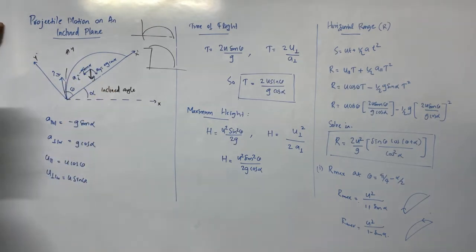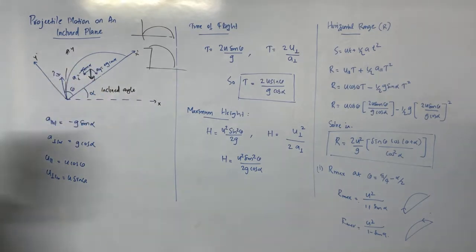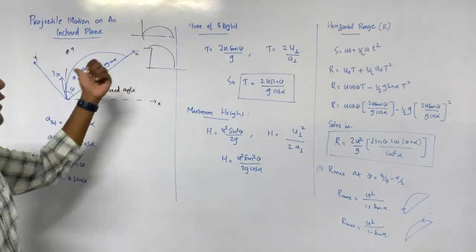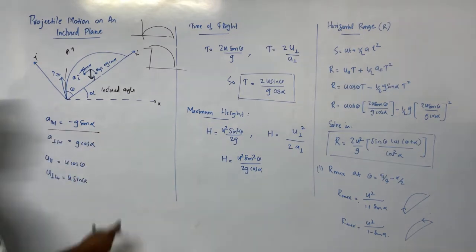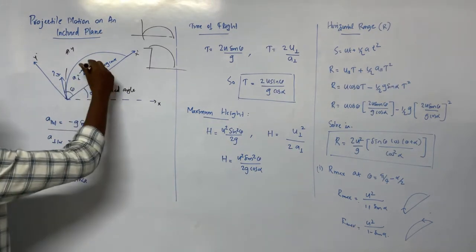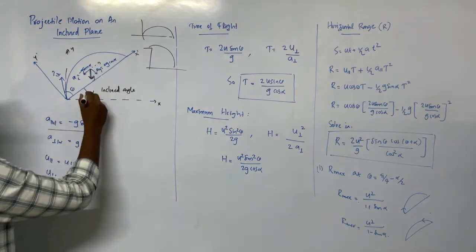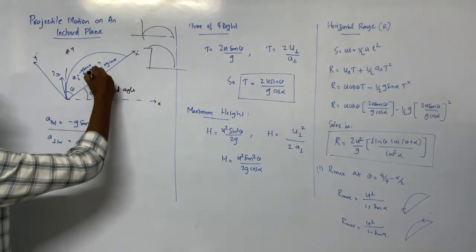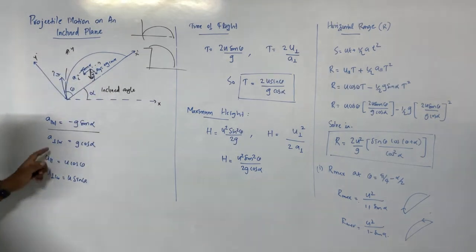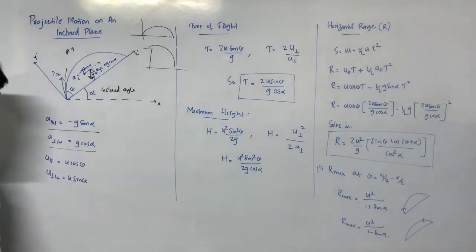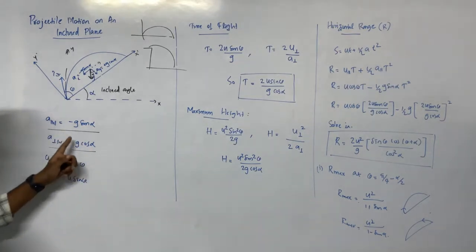Now acceleration will always act in this direction. So we are considering the acceleration perpendicular to the inclined plane as well as parallel to the inclined plane. Look at this, a parallel is equal to minus g sine alpha, because this direction is positive and this direction is negative. So g sine alpha, g cos alpha. If this is alpha, this is also alpha. That's pure geometry. Then a perpendicular is equal to g cos alpha. This we need.